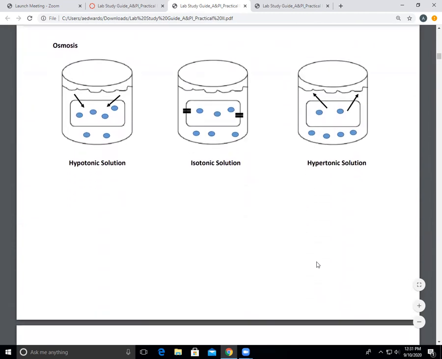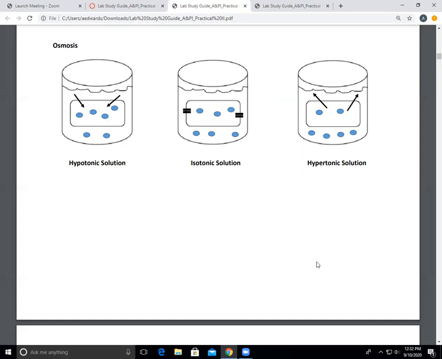Now, diffusion of water is osmosis. So one of the things we want to point out to you is you have different kinds of solutions: hypotonic, isotonic, and hypertonic. So in a hypotonic solution, hypo means lower, hypo for low. It means the concentration of solute is lower outside the cell. So that means the concentration of solute is higher inside.